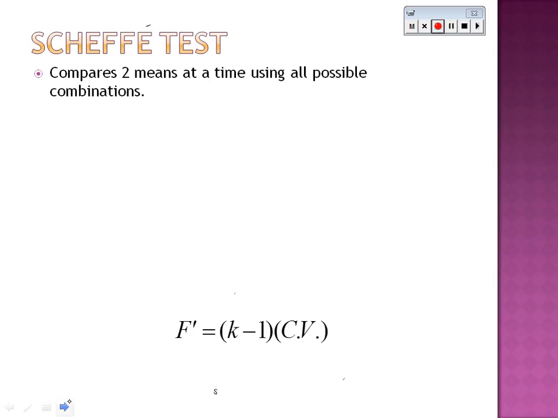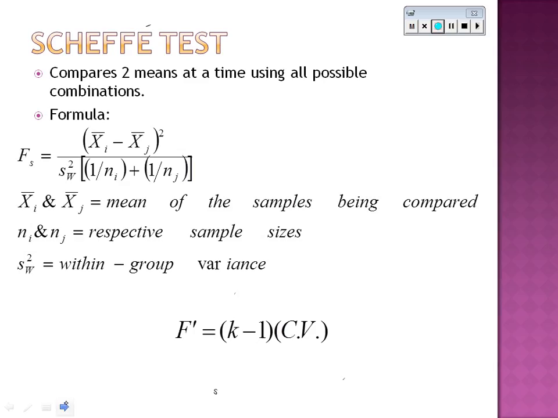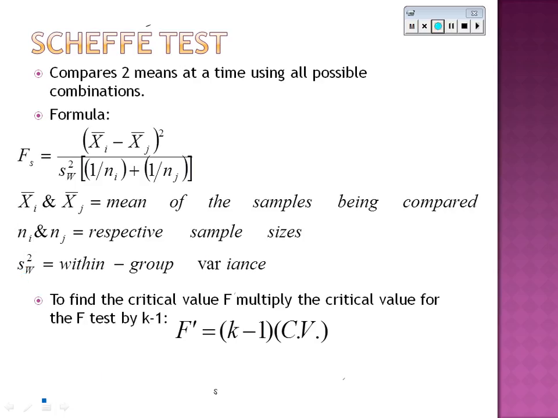The first one's the Scheffé test. It compares two means at a time using all possible combinations. Here is the formula. We have a couple different x bars, with a subscript i and a subscript j, and those are just the means of the samples being compared. Then n sub i and n sub j are the respective sample sizes. Then we have our within group variance estimate, and we find our critical value, and it's an F prime. To get that, we multiply the critical value for the F-test by k minus 1. And again, k is our number of groups.